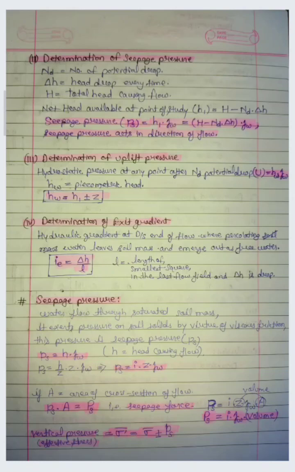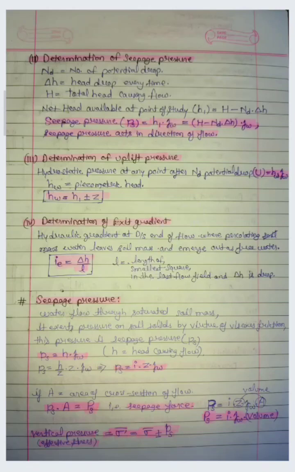Now determination of exit gradient. This is the hydraulic gradient at the downstream side of flow, where percolating water leaves the soil mass and emerges as free water. At the downstream side, the seepage pressure tries to come out at this junction as free flow. At this junction, the gradient is called the exit gradient, which is given by IE equal to delta H upon L, where delta H is the head drop every time, and L is the length of the smallest square in the last flow field.